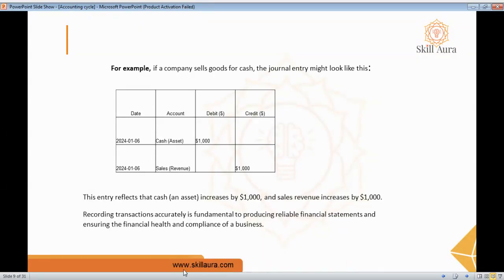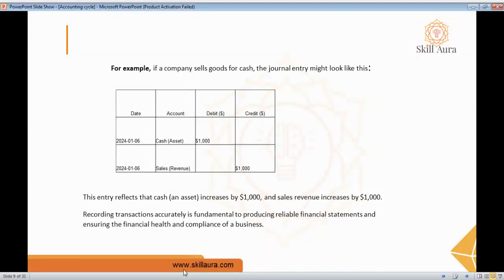And credit the sales account to show the increase in income. Here this transaction will be a revenue transaction or a sale transaction, so it represents the income earned by the company. In the debit amount, we'll add the amount which is given in the transaction by entering the cash account in the cash column, and in the sales account we will enter the amount in the credit.